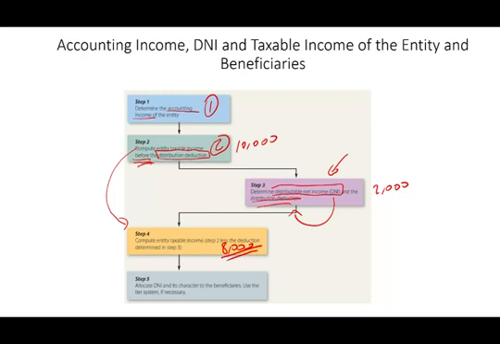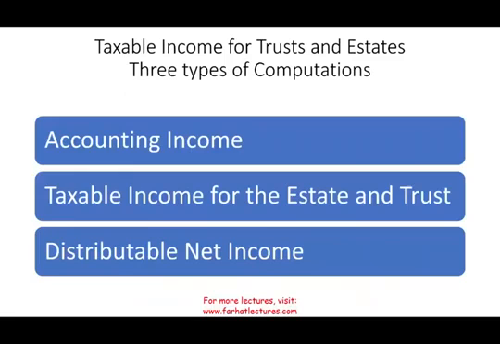Then step five, as I told you, we will not worry about this in this session. We'll take care of it next session. So simply put, in this session, I just want to give you the big picture. We're going to learn about computing three things. Actually, more than three, but those are the big three things. Accounting income, the first thing. Then we're going to learn how to compute taxable income for estate and trust. So the whole thing is to compute taxable income for estate and trust. But before we do so, we need to know accounting income, and actually we need to know what DNI is.